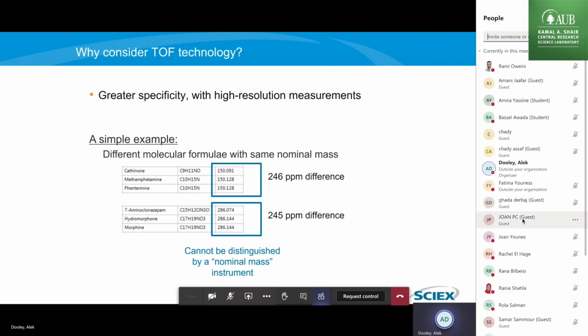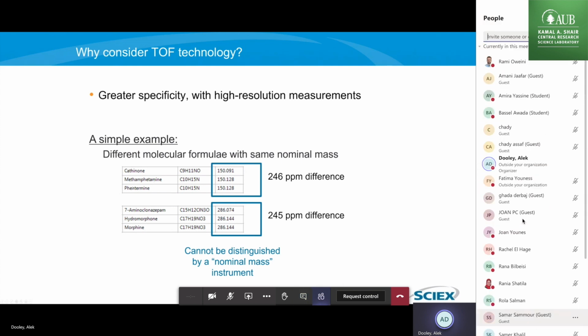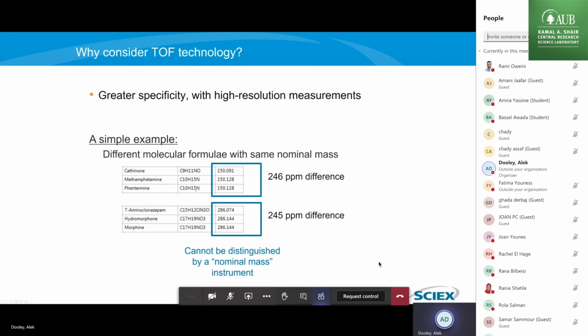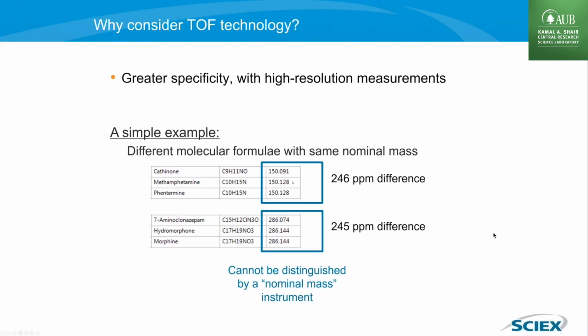And actually, you can see these two here, methamphetamine and phentermine, they have the same formula. By definition, they have the same mass, same formula, same mass, always. And so they would be isotopes of each other. We already talked about that.